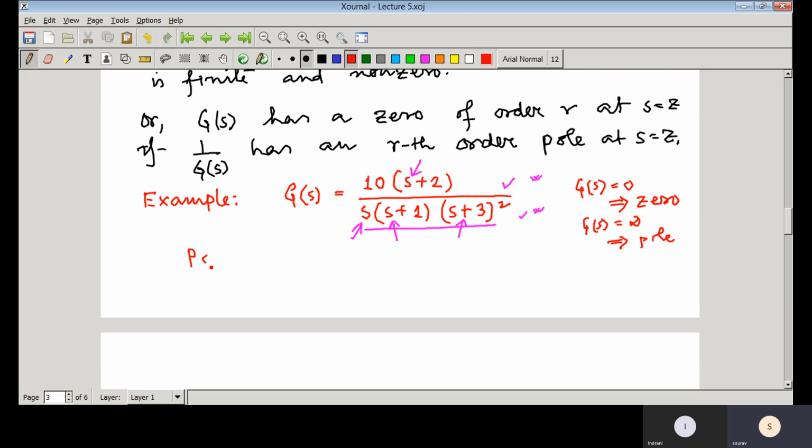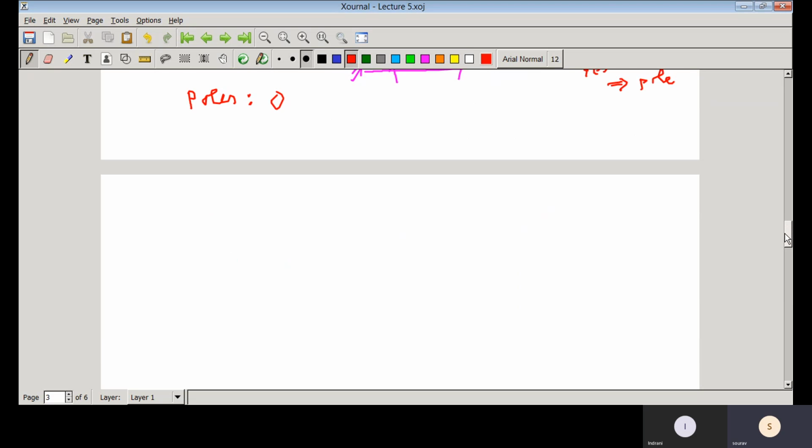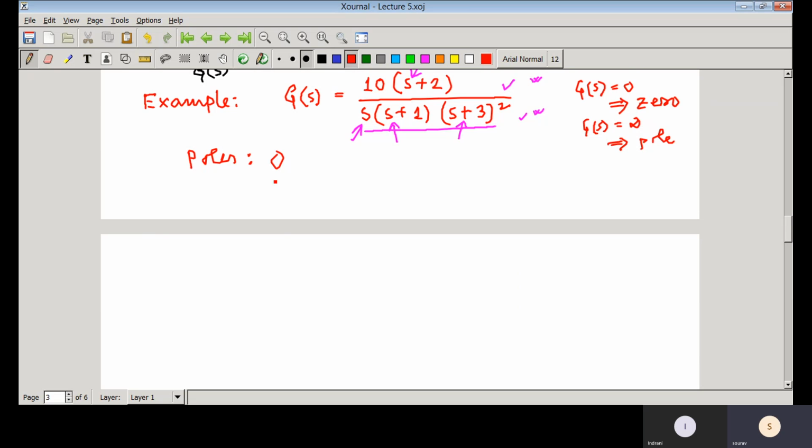That means these poles are here: 0 and minus 1, then minus 3, then minus 3. So these poles are all the finite poles, and in case of zeros, you can see that 1 zero is at minus 2, so this is a finite zero, and other zeros are at infinity.